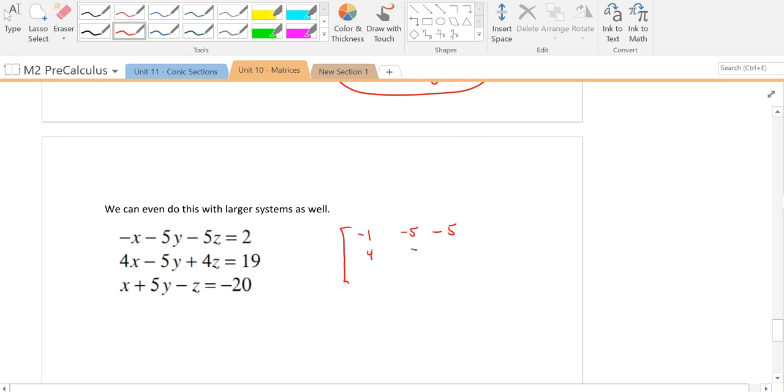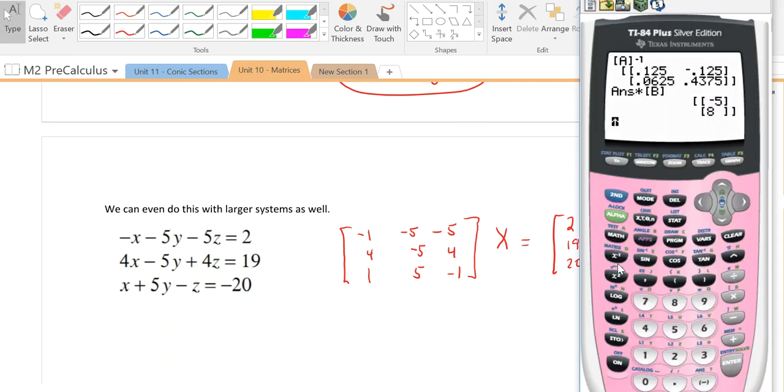Since I have a larger one, I'm only able to, well, I didn't show you how to find the inverse of a 3 by 3 by hand. Yes, it is possible. No, we're not doing it in this course. It's a cool thing, just not one of our objectives. Okay, so there's my matrix equation. So I'm going to go back to my calculator. I'm going to edit this to be a 3 by 3 now.